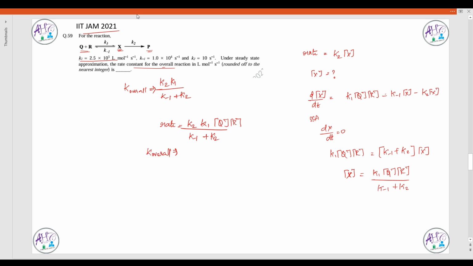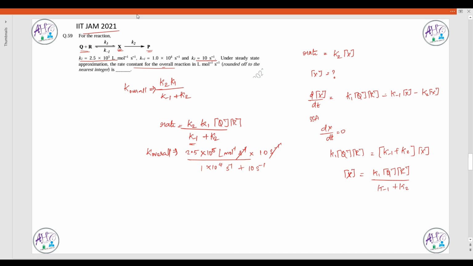So now what we can do is substitute the values. So what is the value of K1? 2.5 into 10 power 5 liter mole inverse second inverse. Okay, and then what is K2? K2 is going to be 10 second inverse. So second inverse will be cancelled. Then what is the value of K minus 1? 1 into 10 power 4 second inverse, and then we have your K2 plus 10 power 10 second inverse.